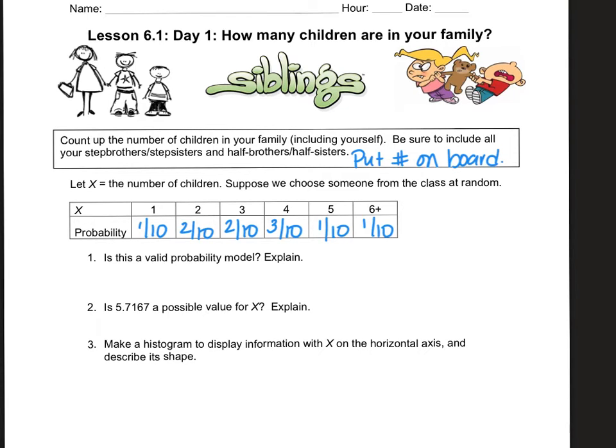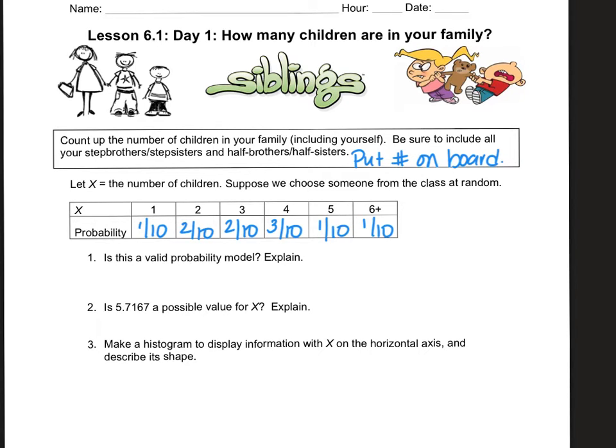All right, so we're going to go ahead and get started with chapter 6. And the question for today is, how many children are in your family? So hopefully you've gone through and worked out the questions on the first page, and you're looking at this after the fact. Okay, so each one of you should have counted up the number of children in your family, including yourself, and including all stepbrothers, stepsisters, half-brothers, or half-sisters, and you've put that number on the board.